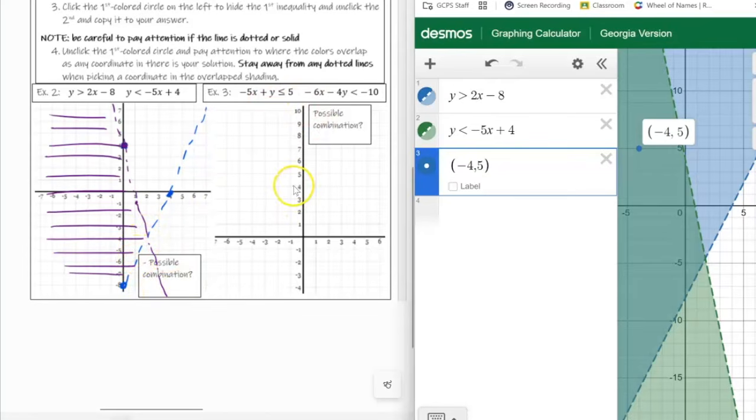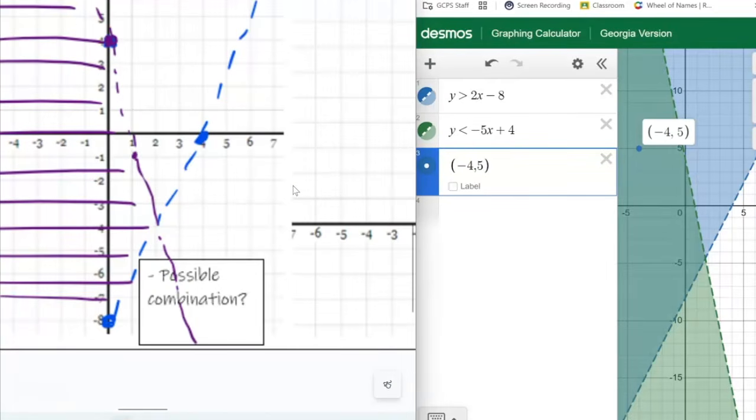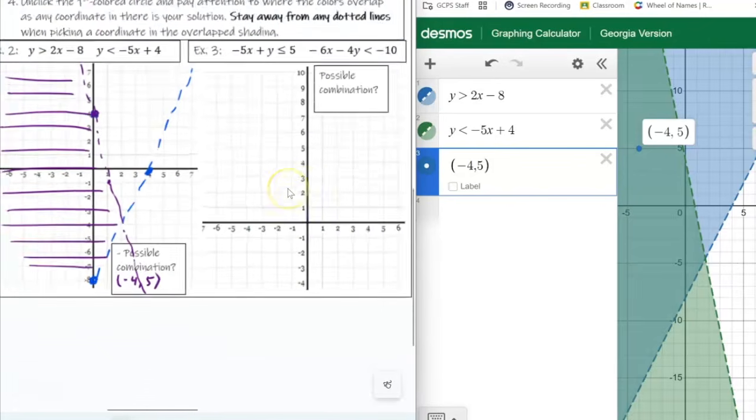All right, so you should have completed your question. So -4, 5 is a possible combination. Let's practice.